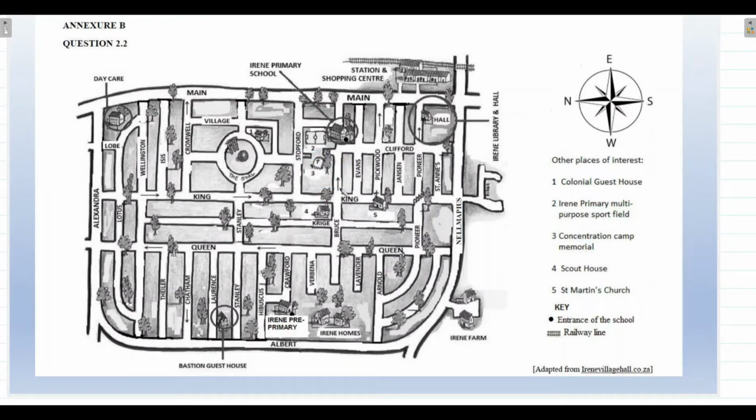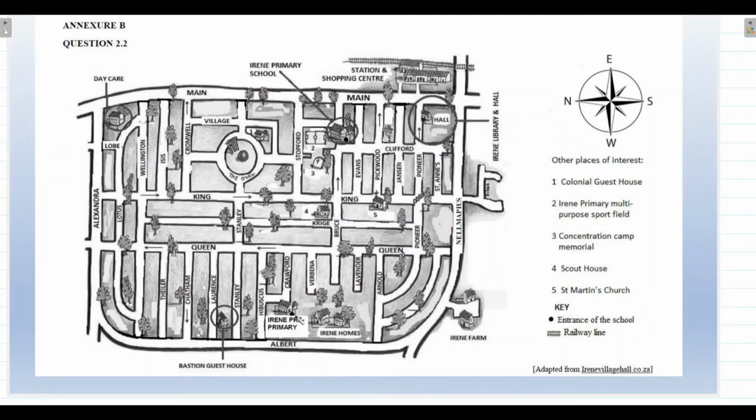The Concentration Camp Memorial. When we see number four, we'll see that, okay, that is our Scout house. Where we see number five, that is the St. Martin's Church. Okay, and then where we see a dot, do you see that there's a black dot there? That tells us that is the entrance of the school.